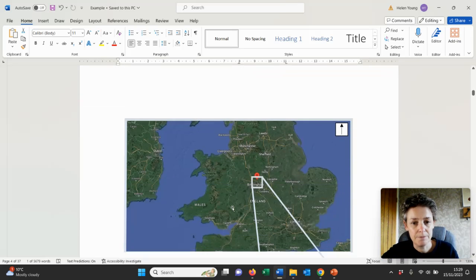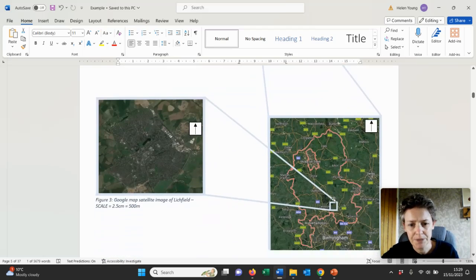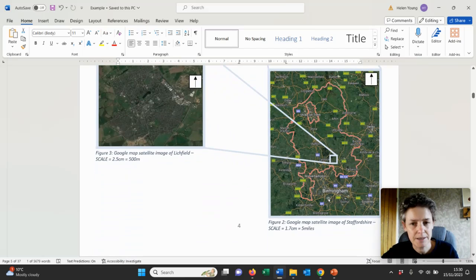And if I scroll down, I've got some maps. I've got a map of the UK. I've got a scale on there. It's not an ideal scale, but it constitutes a scale of sorts. I've got a direction arrow. I've got figure numbers, so that's nice. So it's all looking good so far. Let's have a look at the mark scheme.